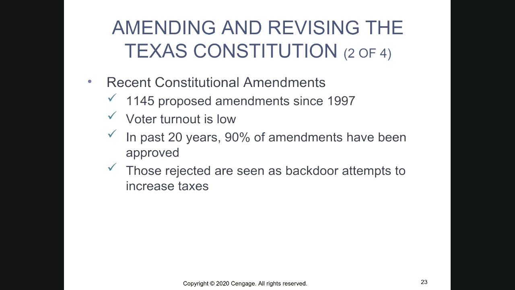So recent constitutional amendments. We have had 1,145 proposed amendments since 1997, which is obviously quite a lot of amendments. The voter turnout is relatively low, and in the past 20 years, 90% of amendments have been approved. Those that are rejected are oftentimes seen as backdoor attempts to increase taxes. So overwhelmingly, if a proposal for a constitutional amendment passes by 2/3 of both chambers and makes it to the voters, it's probably going to pass and become a constitutional amendment. The only times we really see those fail is when we're looking at things that are designed to increase taxes. That tends to not be very popular.